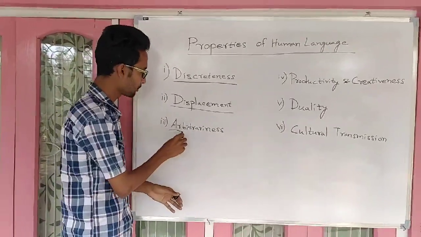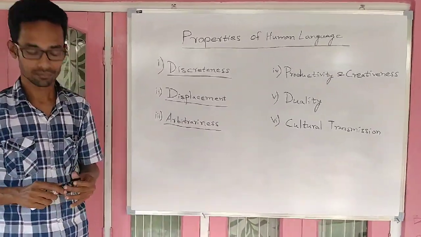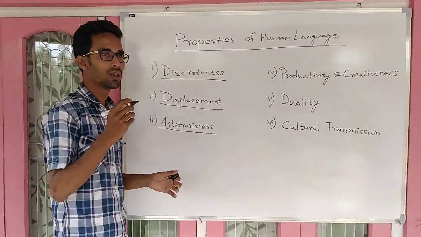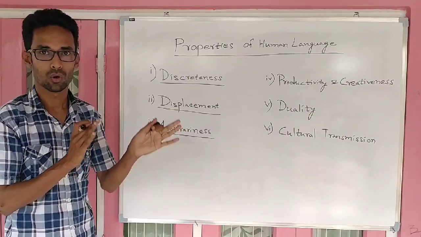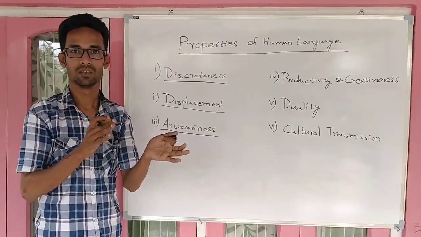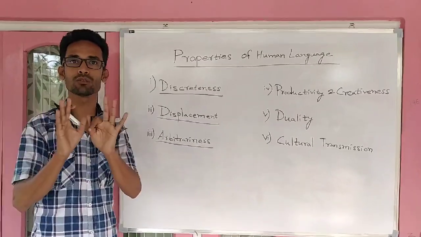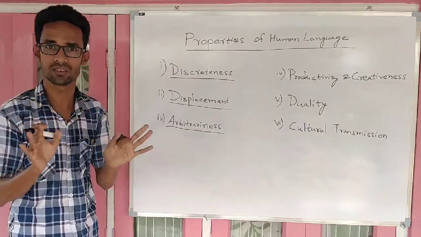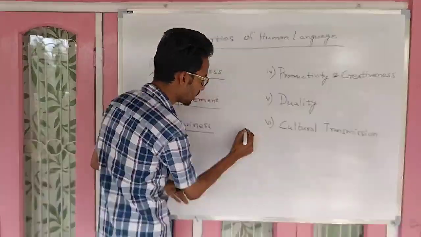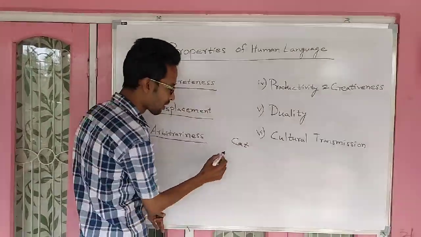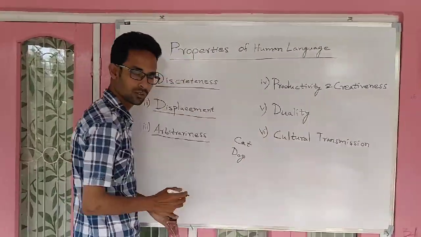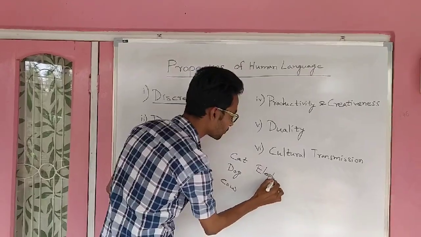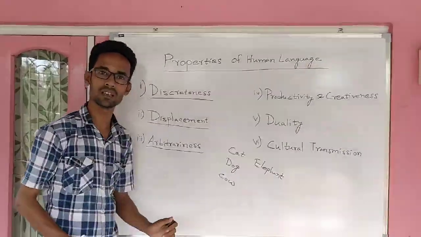Next, arbitrariness. Arbitrariness means the expressions, or to be simple enough, the words related to the things do not match. They are very much arbitrary. Their shape, size or something does not match. For example, a cat does not look like a cat. A dog does not look like a dog. A cow does not look like a cow. An elephant does not look like an elephant.